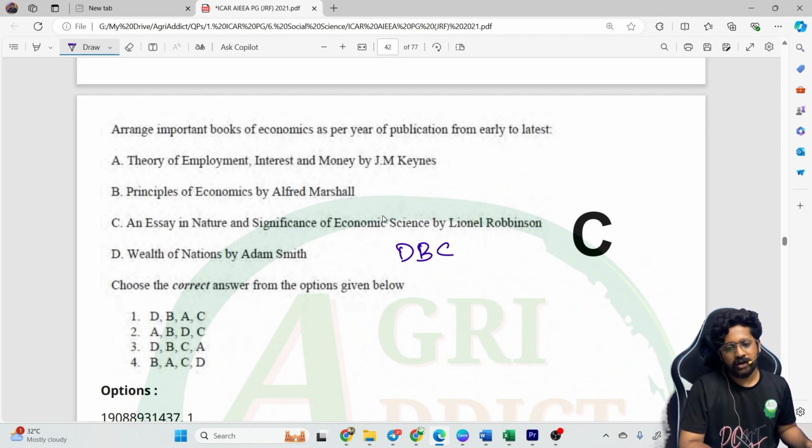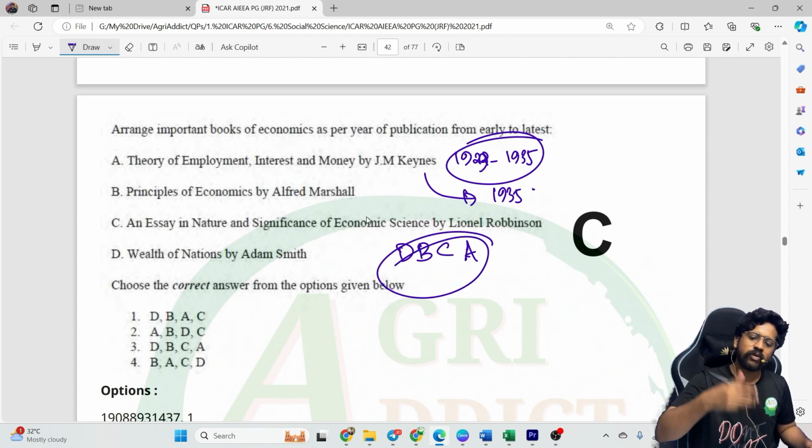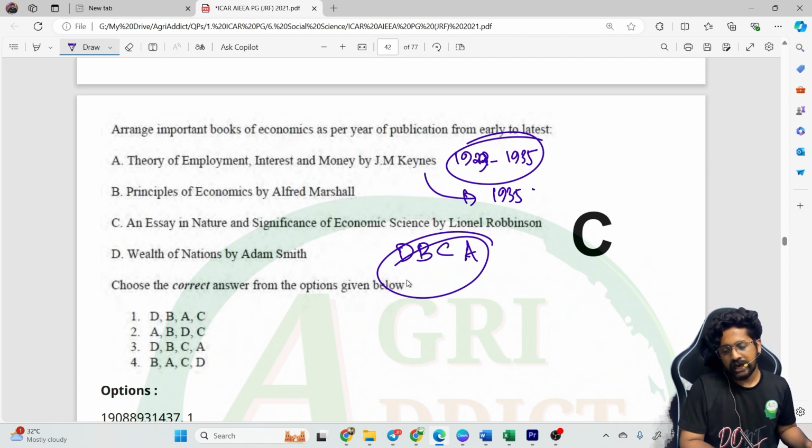And we all know that the propounder of macroeconomics, J.M. Keynes, wrote The General Theory of Employment, Interest and Money recently, right? After the Great Depression of 1929 to 1935, he wrote the book, and it got published in 1935 to 36. So the final one will be A. Even though we don't know the years of publication, simply by knowing the chronological order of the concepts which have been propounded, we can arrive at the answer DBCA. The third option will be the correct answer.